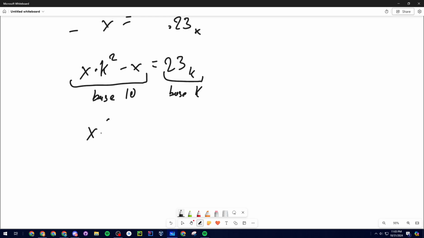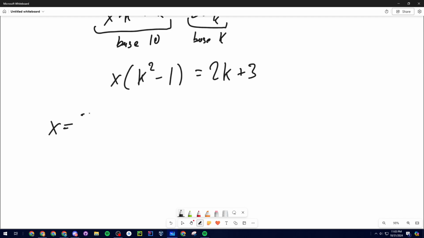We can do x times k squared minus 1, factoring out that x, is equal to 23 in base k, which in base 10 is just 2k plus 3. So now we have two variables, and we know that x is equal to 7/51. So 7/51, because all of it is in base 10, times k squared minus 1 is equal to 2k plus 3.